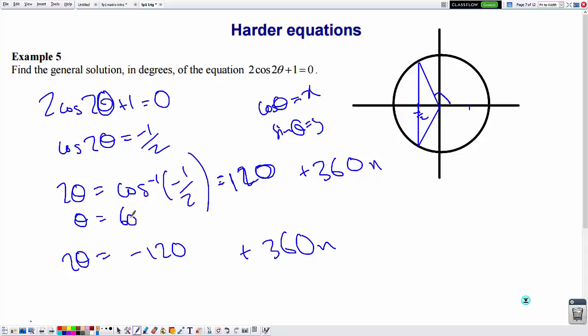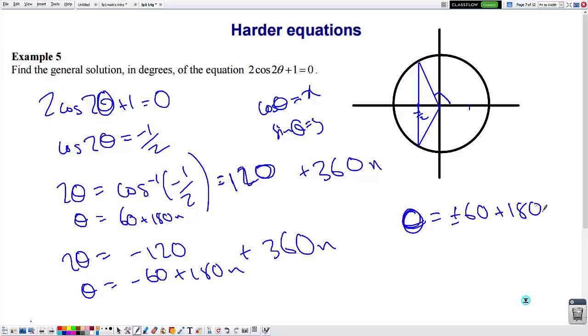So it's 60 plus 180n, or minus 60 plus 180n. So if you want to write your answer in one go, with cos, you'll see if you look at marks for theta, it will be equal to plus or minus 60 plus 180n.